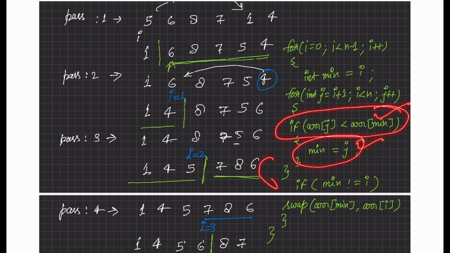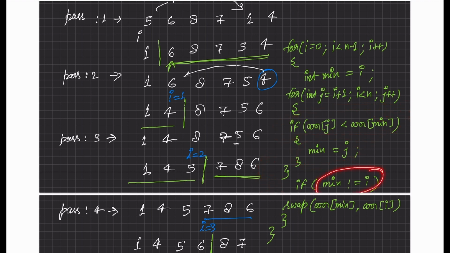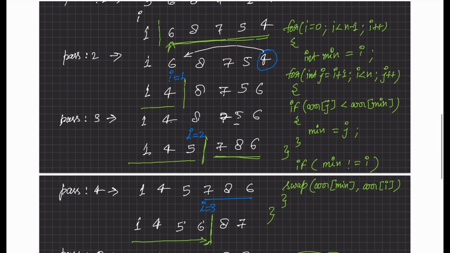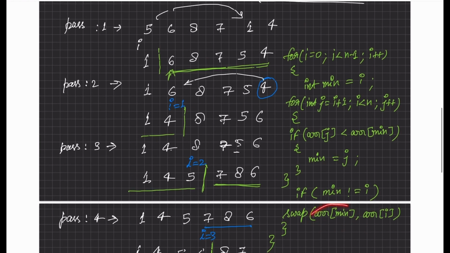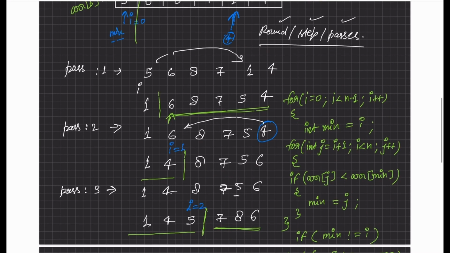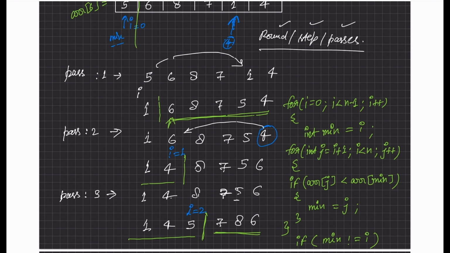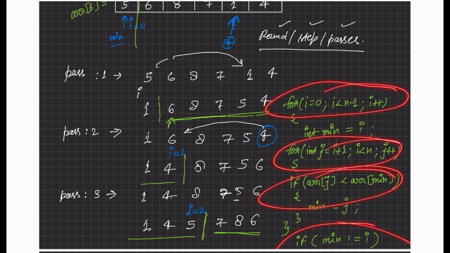And in the last condition, if minimum is not equals to I, which says that minimum is equals to j, then we will simply swap this minimum value with I. Now let's try to run this code and understand how this code performs in the selection sort. So let's check every statement and understand how this selection sort works.